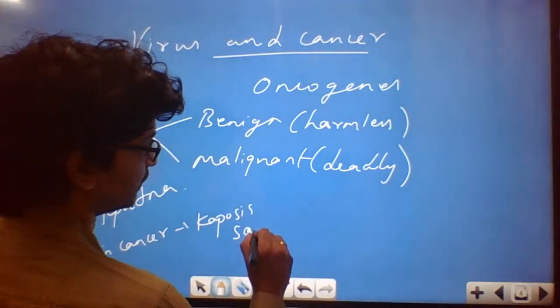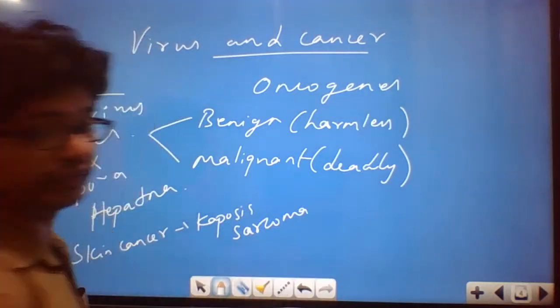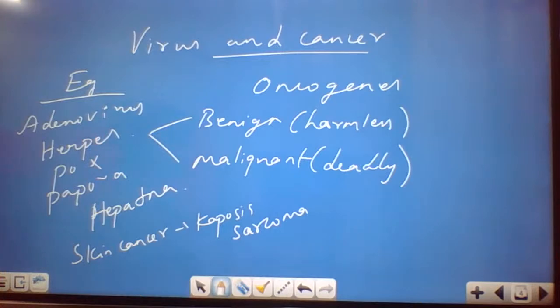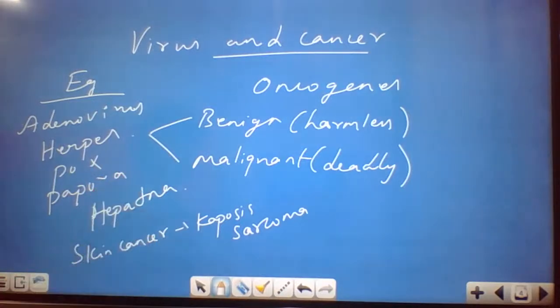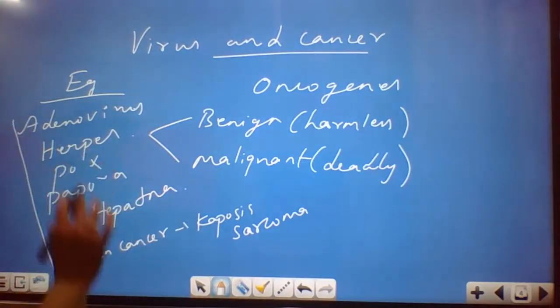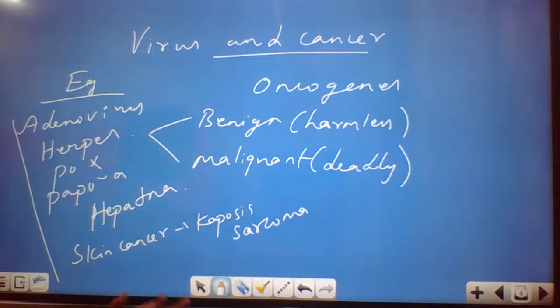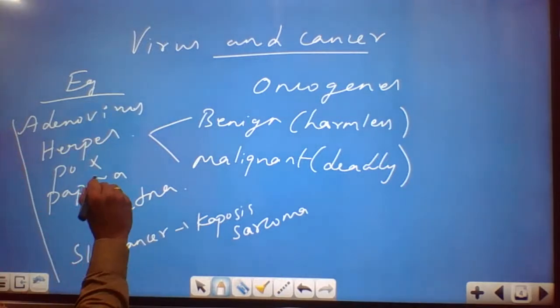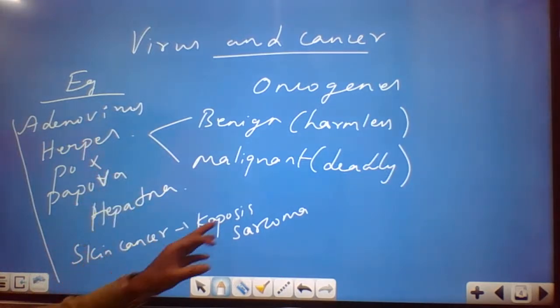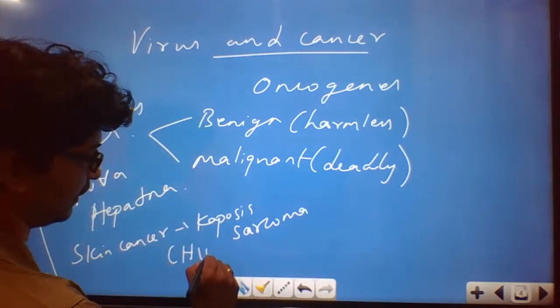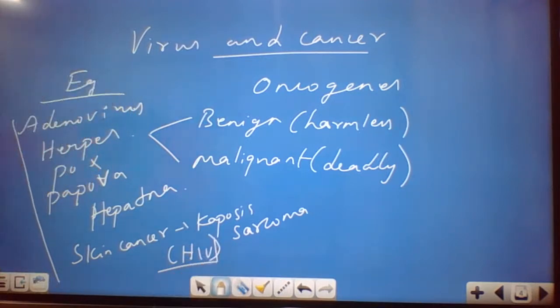Kaposi's sarcoma. For attention, guys, we're not talking anything about the cancer now. We're just relating the virus and the cancer. For that I just took this part. So these are some of the viruses associated with oncogenes: adenovirus, herpes virus, pox virus, and here the Kaposi's sarcoma, which is a skin cancer. This is quite common in HIV individuals. They often get this type of cancer, the immunocompromised individuals.